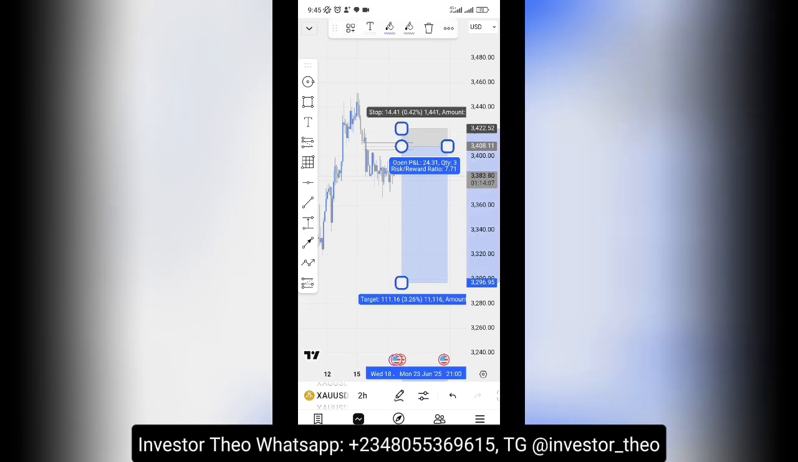So you can see three. On gold directly, if you see your quantity as three, it means you're supposed to use 0.03. If you see it as one, you're using 0.01. If you see quantity zero, it means your account balance is not supposed to be taking that trade.